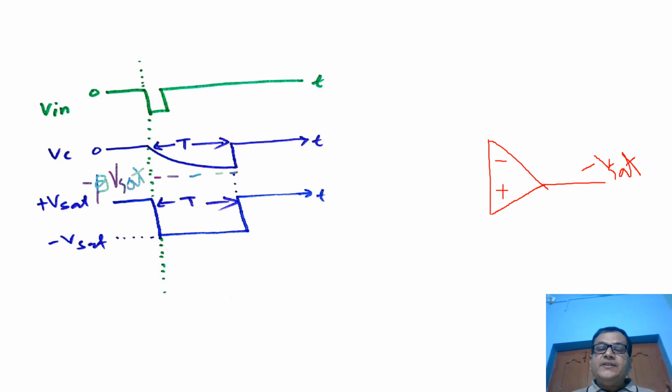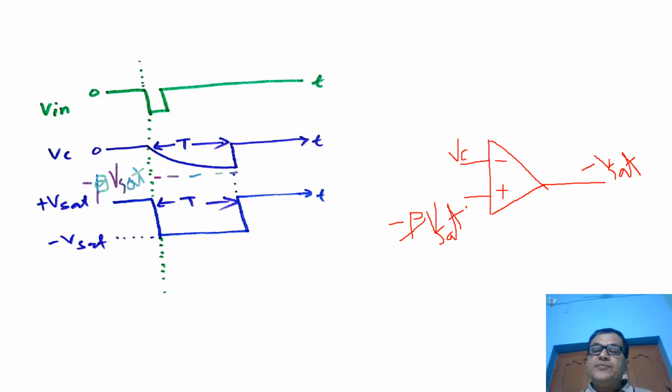this point is the most important point of this session. The voltage of this point was minus beta into Vsat. Now as soon as the voltage of this point, which is nothing but the voltage of the capacitor Vc, becomes more negative than minus beta into Vsat, it was clamped at this fixed voltage.